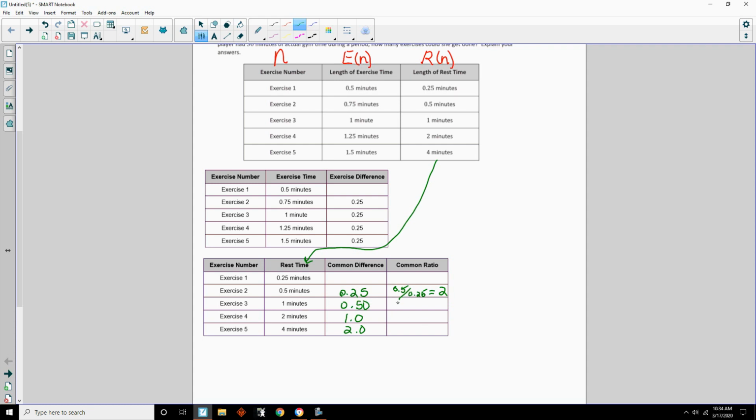And then we take 1 divided by 0.5, and that will give us 2. Then we take 2 divided by 1. 2 divided by 1 is also 2. 4 divided by 2 is also 2. So we have a common ratio of 2.